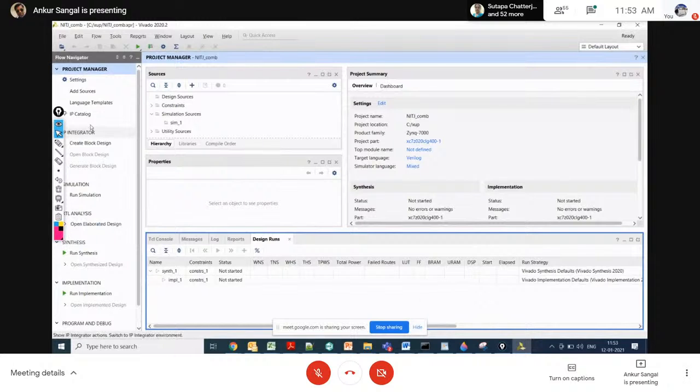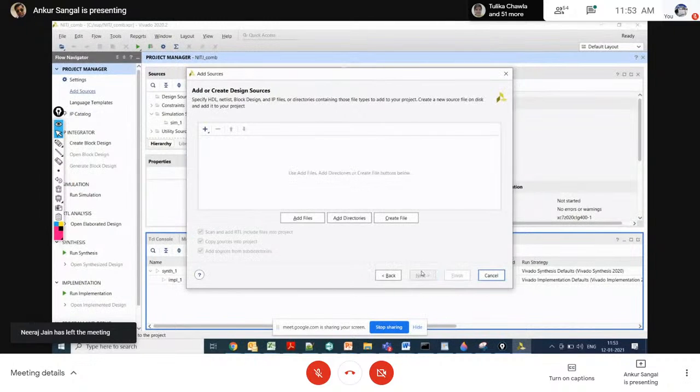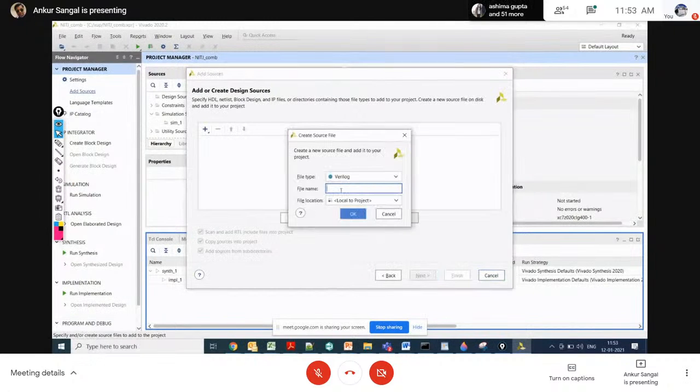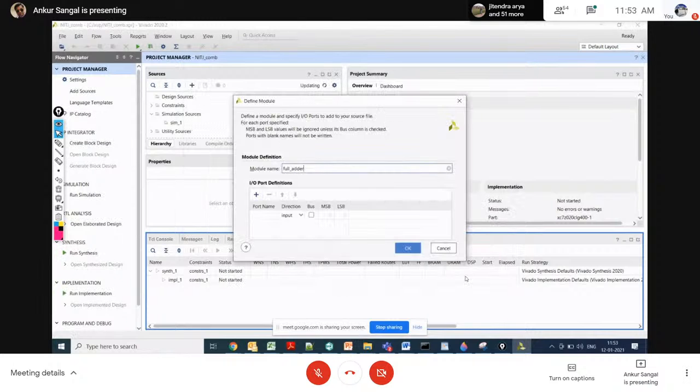Okay, so you can click on add source. The option is available: add or create design source. Then click on the next button, create file. If you want to create it in Verilog, you can just define the name here. When you are giving your file name, don't use space and don't use special characters except underscore. If you have knowledge of databases, like MySQL, special characters are not supported because special characters are available as keywords.